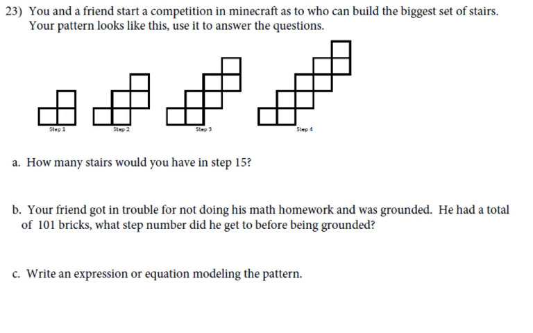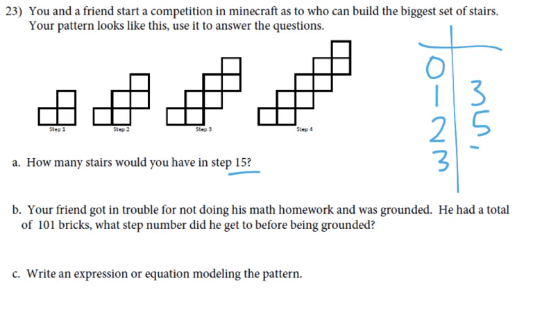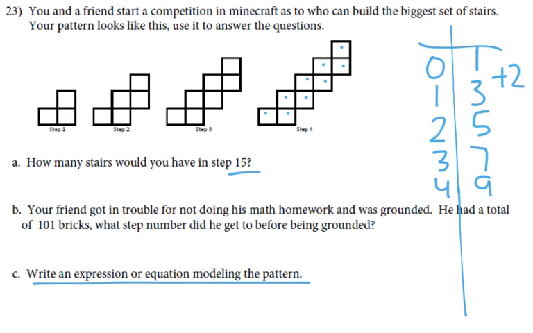Okay, so how many stairs would you have in step 15? Well, let's make a table of this. So step 1, we have 3. Step 2, we have 5. Step 3, we have 7. Step 4, we have 9, right? So if we went back to 0, we'd have 1. So we're adding 2 each time. Okay. Now, could I keep adding 2 to get up to 15? Yeah, of course I could. Okay. So let's think about that equation. So I could go f of n equals 1, my starting number, plus 2n.